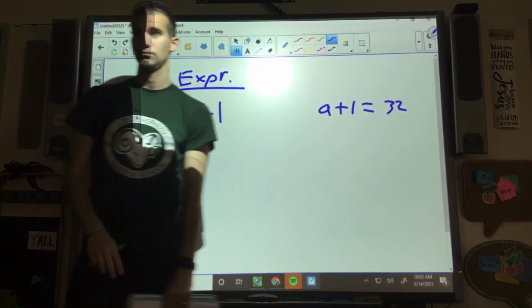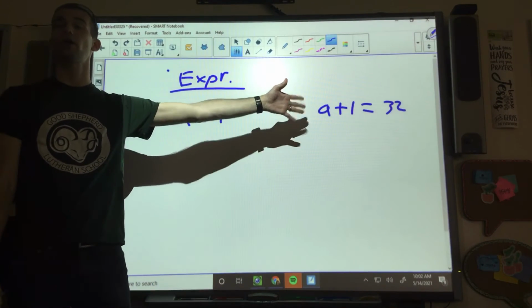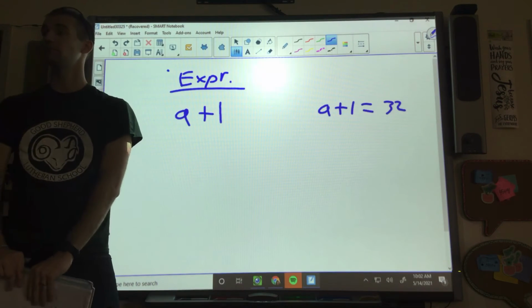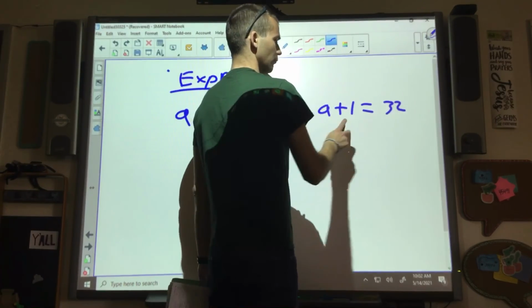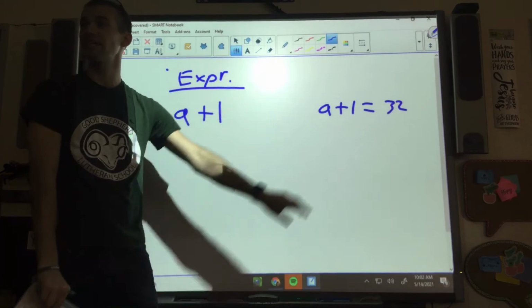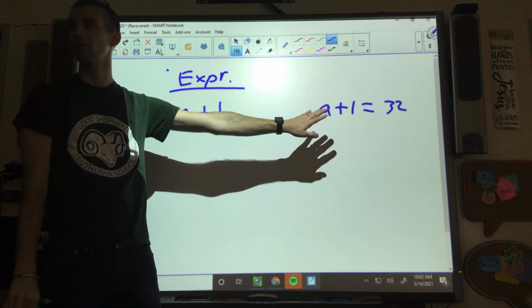32. How would you figure out how old he is? By subtracting the 1 from 32. Well, the goal is to get the variable by itself, or to solve for the variable.